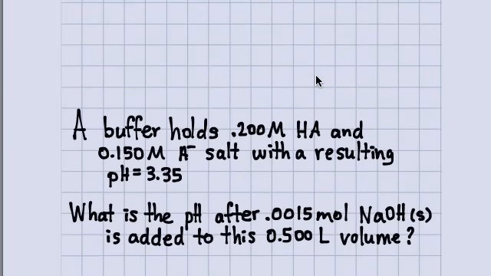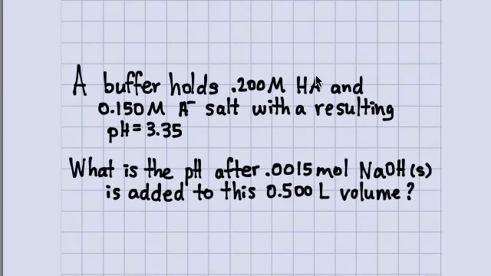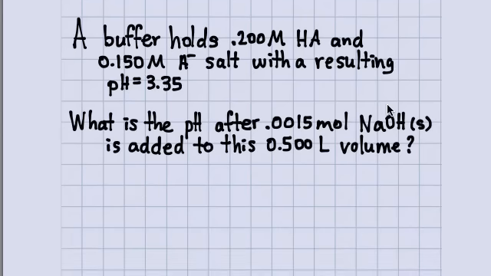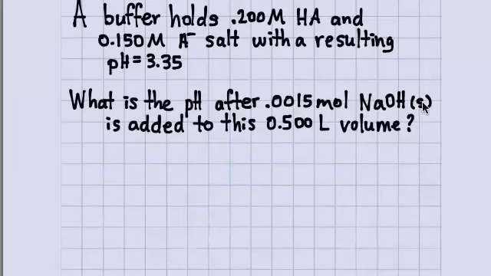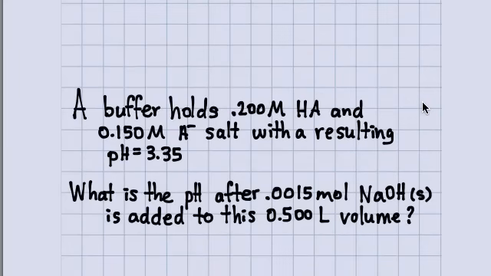Buffer holds 0.2 molarity of HA and 0.15 molarity of A minus salt conjugate base, resulting in a pH of 3.35. What is the pH after 0.015 moles of NaOH solid is added to this 0.5 liter volume? This will be a little trickier, but it's my last problem, my last question. Is that true? Oh, sorry about this. I was trying to check my side notes, make sure. Yep, that's the last one I have.